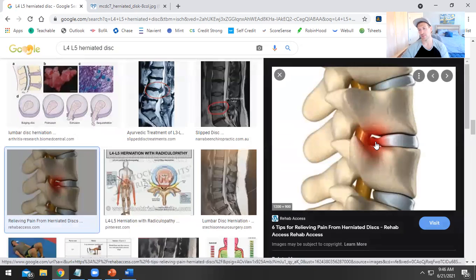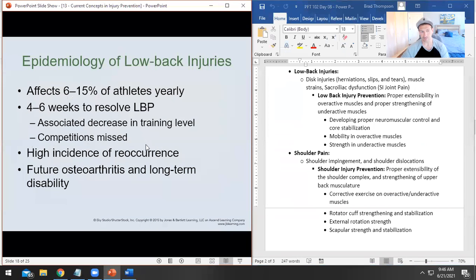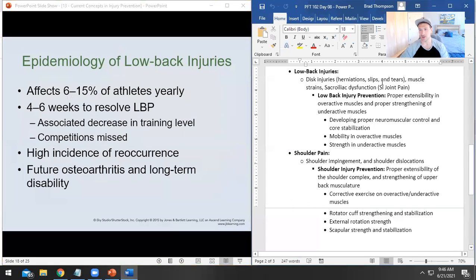And so oftentimes we'll see herniations in there. So that's a really big one. Slipped discs, you know, tears, whatever. Muscle strains just in the low back, that will happen. Sometimes you'll just get a strained muscle in the back.